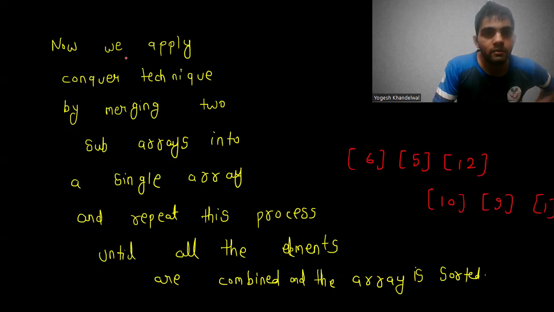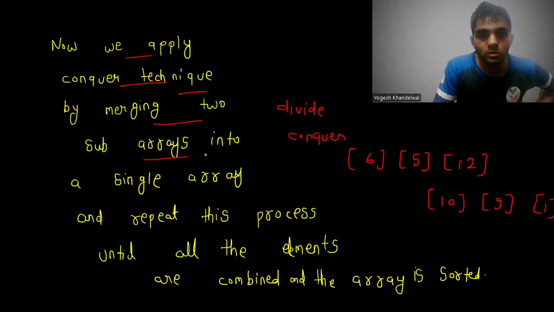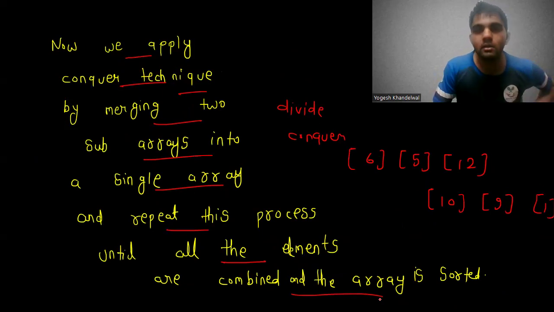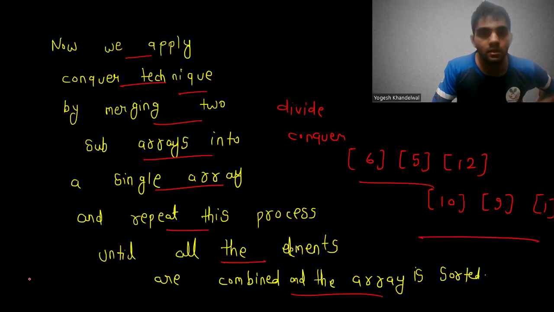So after divide we apply the conquer technique. So the merge sort algorithm is a divide and conquer technique. Now we apply the conquer technique by merging two subarrays into a single array, and repeat this process till all the elements are combined and the array is sorted. Now we combine these elements in a sorted manner.